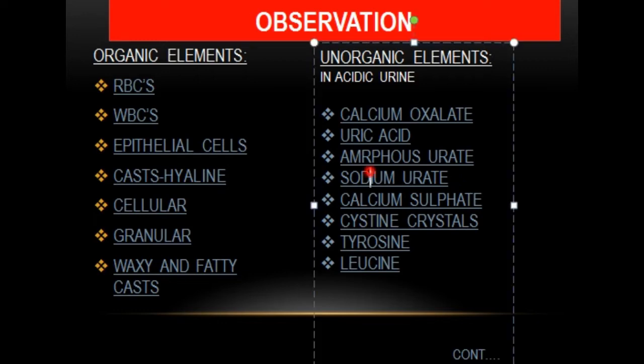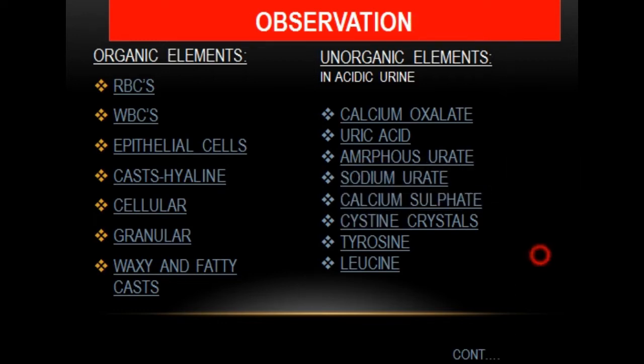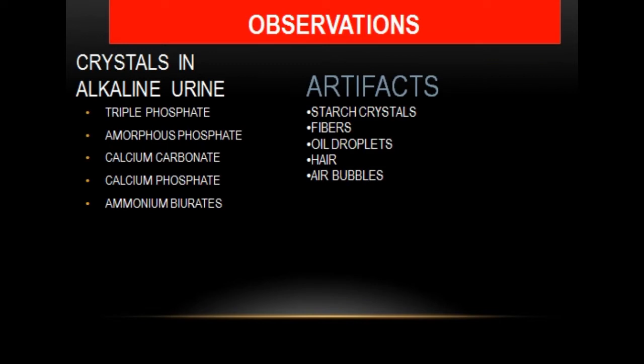And if the pH changes, then we may have crystals like triple phosphate, amorphous phosphate, calcium carbonate, calcium phosphate, and ammonium biurate. You can evaluate that these are basically alkaline crystals.